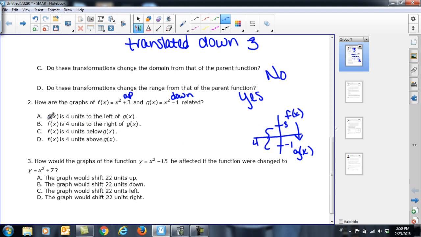So here are my options. It says it's 4 units to the left. Well, no, I didn't go left. 4 units to the right. I didn't go right. Now I've got 4 units below or 4 units above. So I've got to read how it's worded. It says f of x is 4 units below or f of x is 4 units above. Well, if I look at how my stuff is related, f of x is up high, g of x is down low. So f of x is above g of x, so my answer is D.